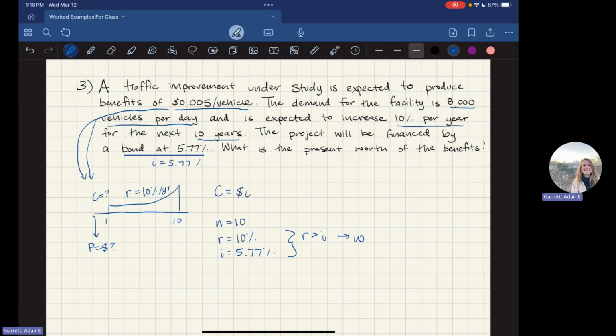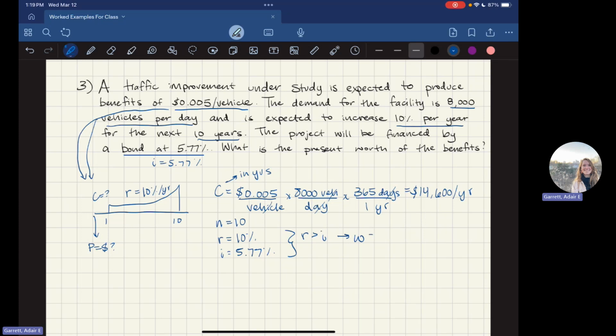So we know that C is equal to half a cent per vehicle times the number of vehicles per day. We know that this should be in years. 8,000 vehicles per day. So we know that these will cancel out. And then we want it in terms of years, days per year. So days will cancel out. And when we multiply this through, we get 14,600 per year. So we're assuming 365 days per year, which I think is a safe assumption.